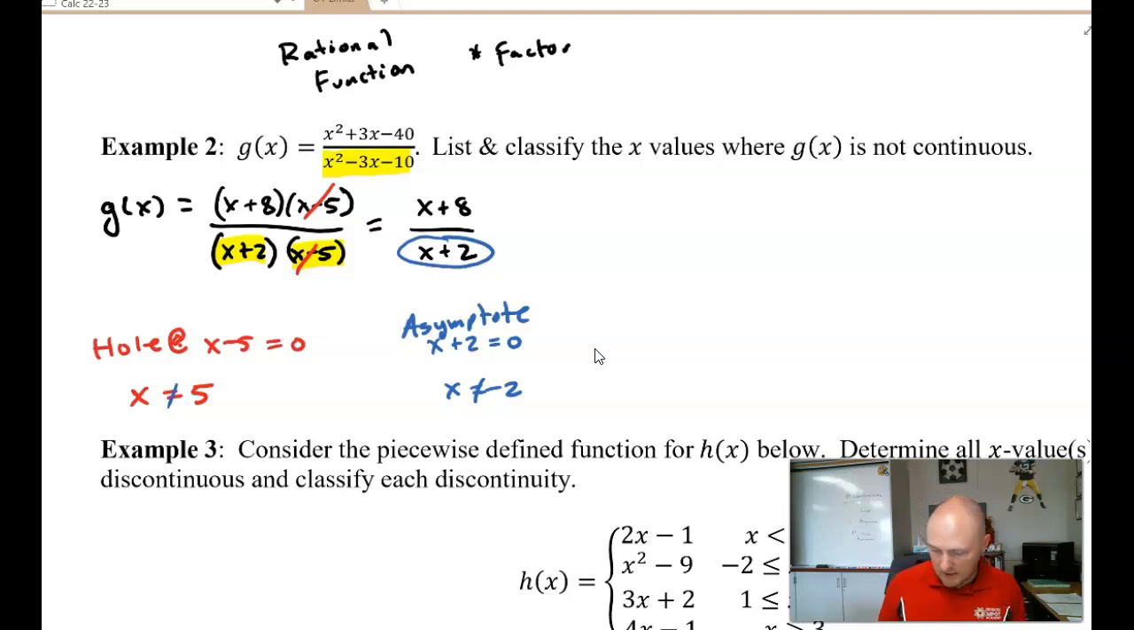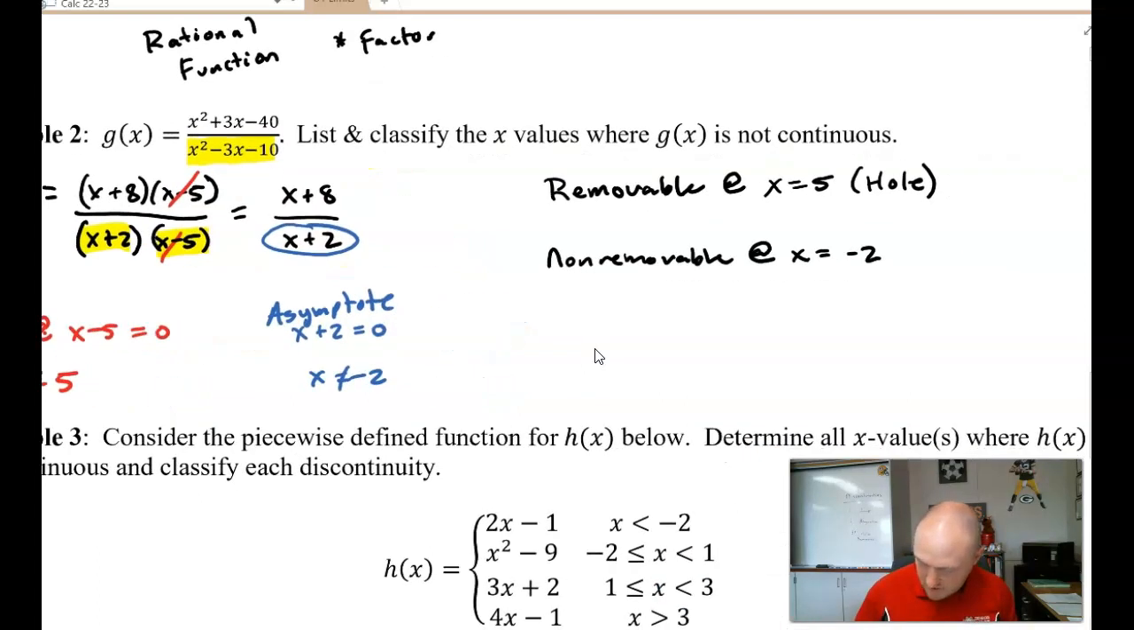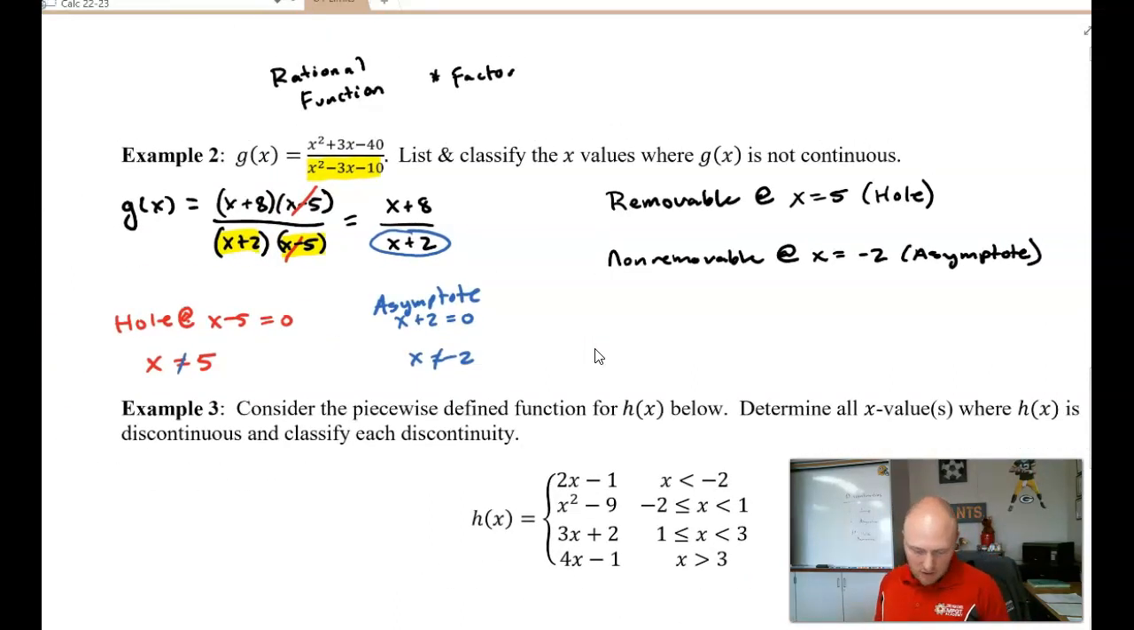So what I'm going to do now is classify them. I had a removable discontinuity at x is equal to 5, and this is a hole. And then we had a non-removable discontinuity at x is equal to -2, and this was an asymptote. Not too bad. Okay.